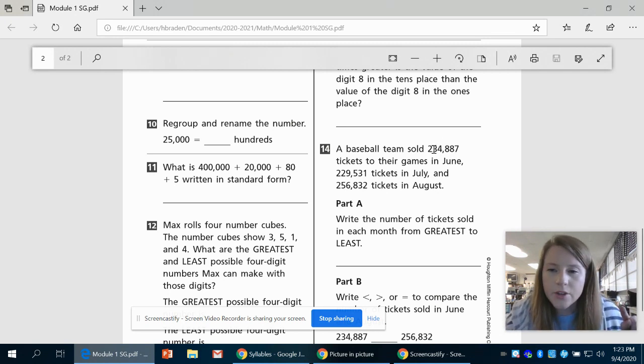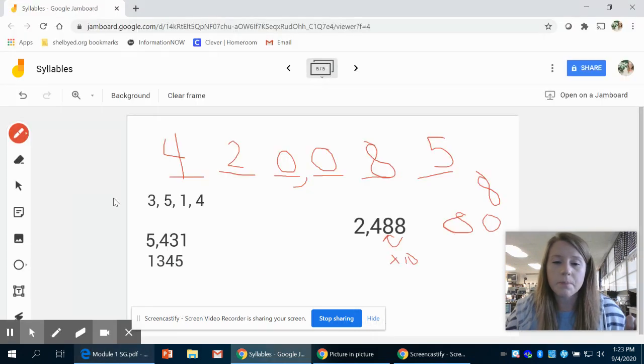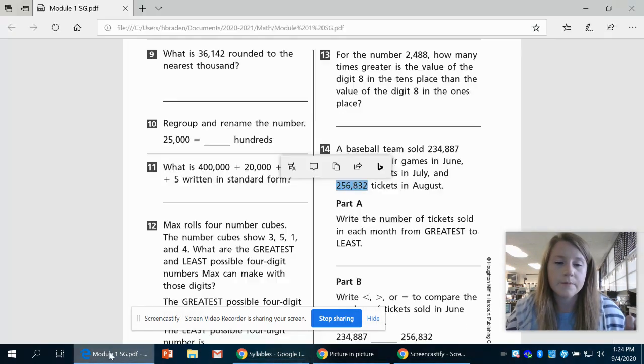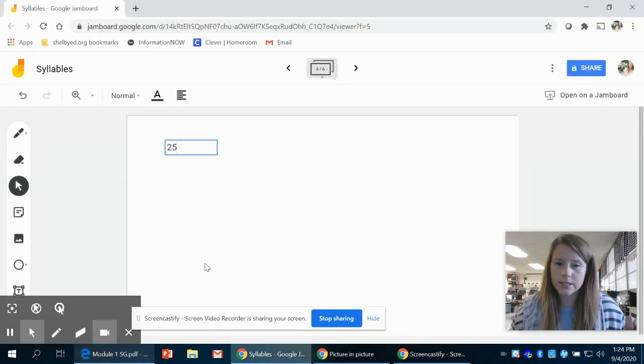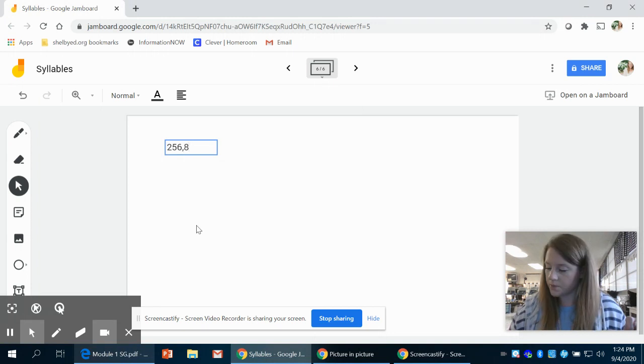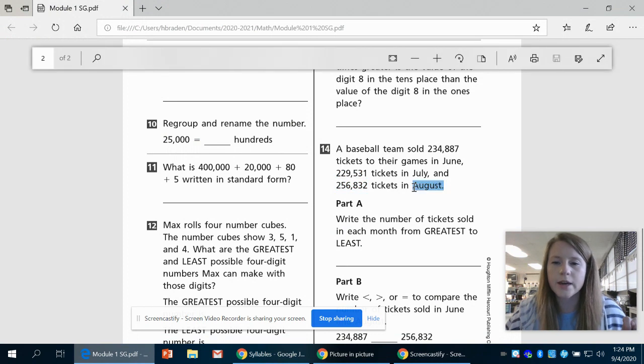So I know that there's 200,000s in each one. Okay, let's go to our 10,000s. There's a 3, 2, and a 5. Oh, 256,832 is our biggest. So I'm going to put that one first. 256,832 is the first one. Okay, so that's our biggest one. They sold the most in August.